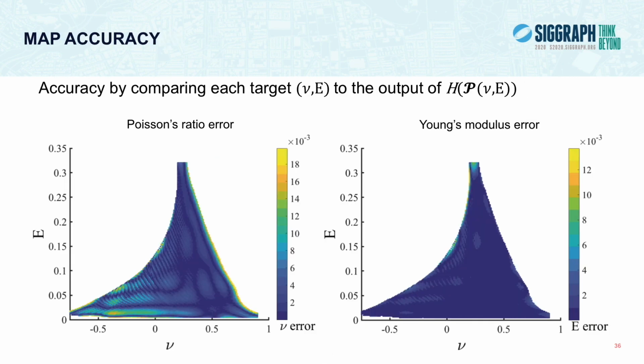As we use only few samples in spline interpolation, we consider the error computing the distance between target properties and homogenization on the geometry generated with MapP. Here we have the errors for both Poisson's ratio on the left and Young's modulus on the right. The general error is in the order of 10 to minus 2 for Poisson's ratio and 10 to minus 3 for Young's modulus.